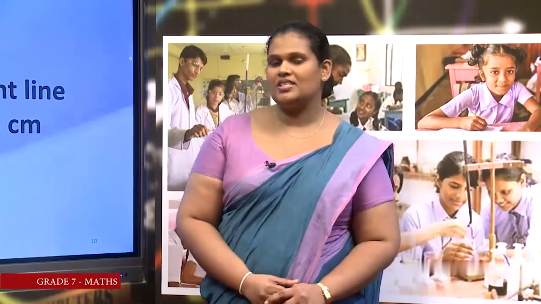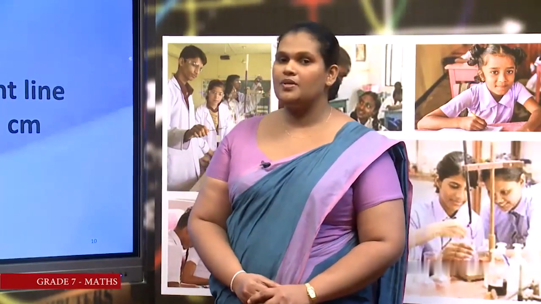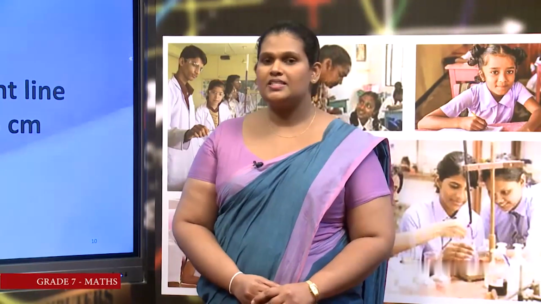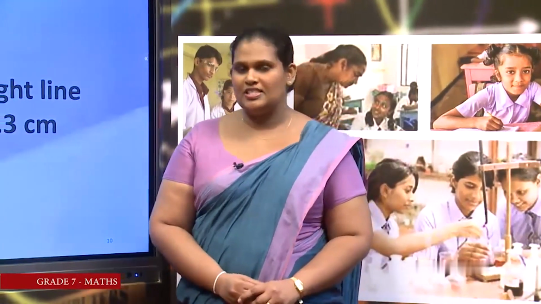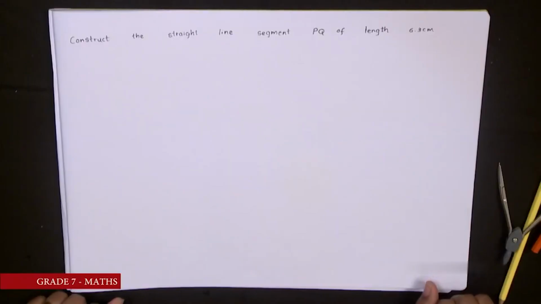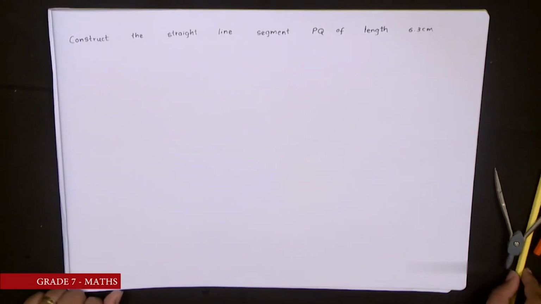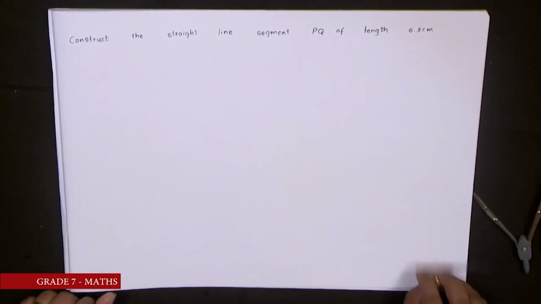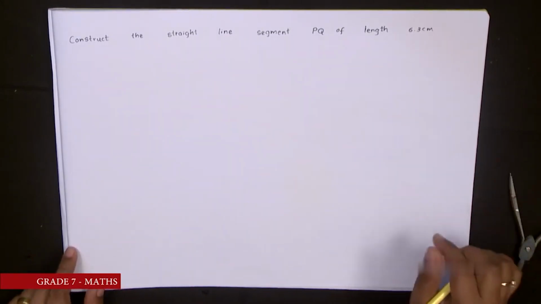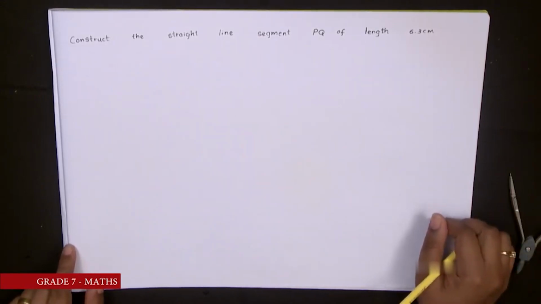Right, now let's construct the straight line segment PQ of length 6.3 centimeters. Now we'll move on to its construction. Once again, we have to draw the rough sketch before doing the construction. So, we will draw the rough sketch of the figure that we are going to construct here.